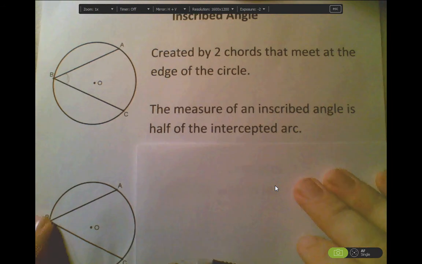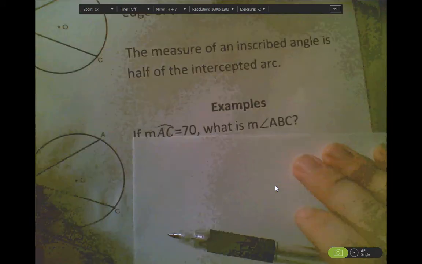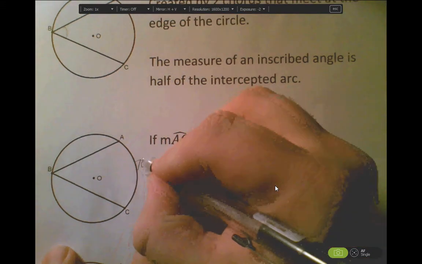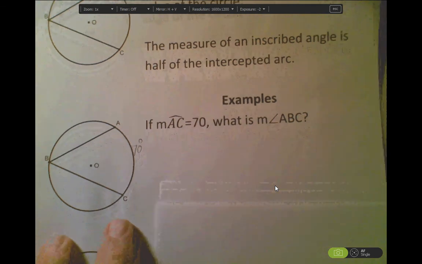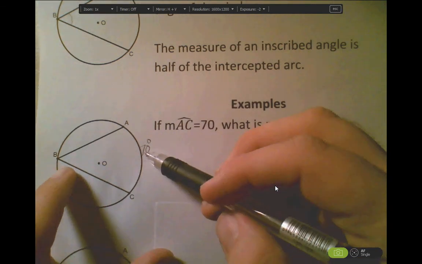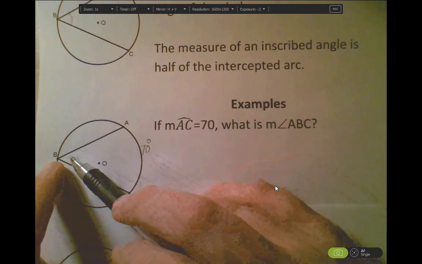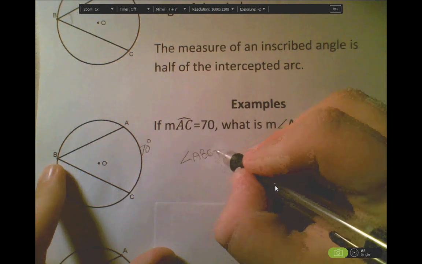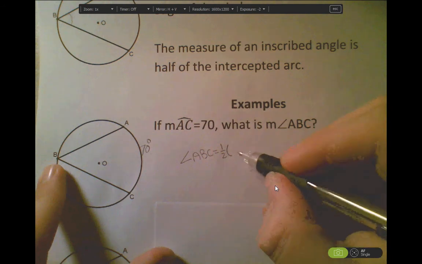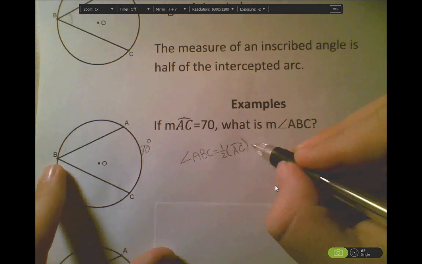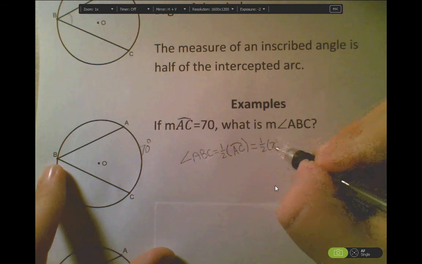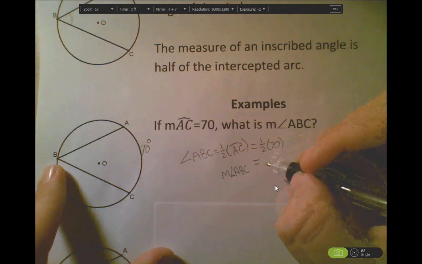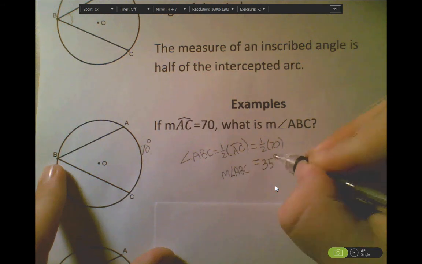Let's look at two examples real quick. If I know the measure of arc AC is 70, I want to know what the inscribed angle is. The relationship between the angle and the arc is that the angle is 1/2 the arc. So I can say the measure of angle ABC is equal to 1/2 of arc AC, which in this case is 70. So I know that the measure of angle ABC is equal to 35 degrees.